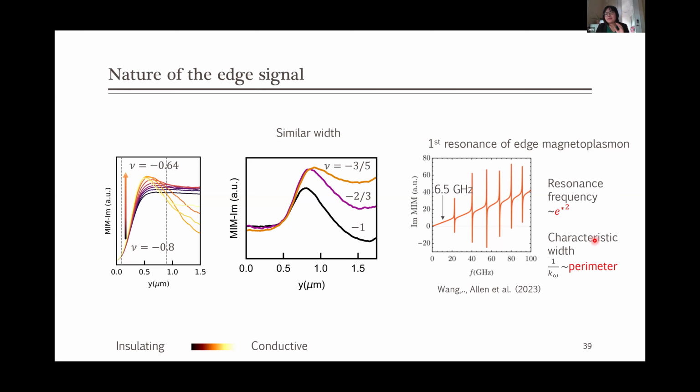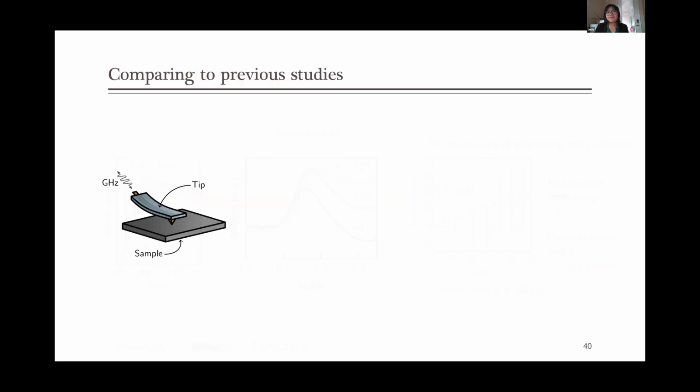But also, this edge state's magnetoplasma resonance actually carries more information of the fractional states, including the resonance frequency, carrying some information of the charge, whether it's a 1/3 charge or a 2/3 charge. And also the characteristic width is on the order of the perimeter of the sample.